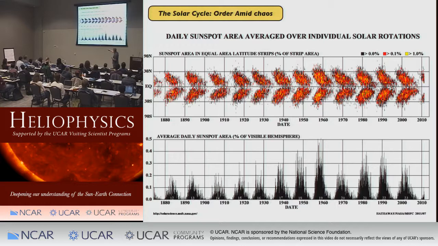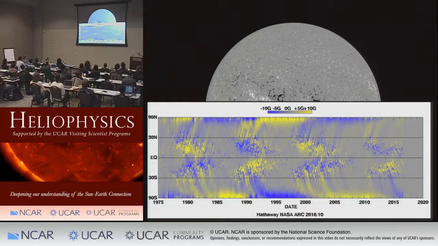But since this is associated with a flip in the magnetic polarity, the actual magnetic cycle is 22 years. So when you hear people talking about the solar cycle, they usually refer to the 11-year sunspot cycle. But the magnetic cycle is really 22 years, because it takes 11 years to flip one sign and then 11 years to flip back.